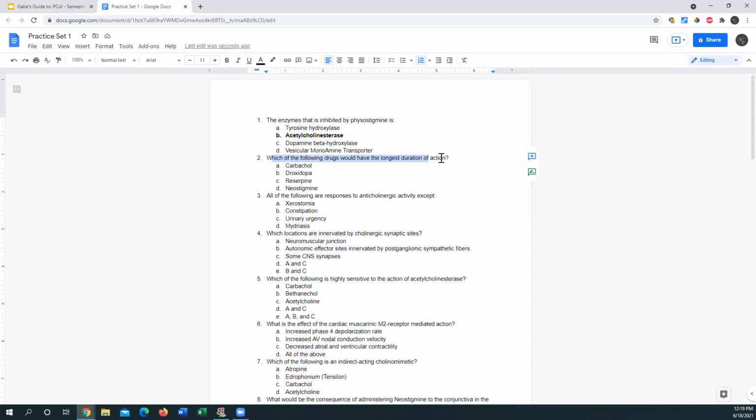Which of the following drugs has the longest duration of action? Well, whenever you talk about duration of action, we're talking about reversibility of the drug. So automatically, long-acting drugs are going to be ones that are pretty irreversible. And so the only drug that's listed here that's irreversible is reserpine.